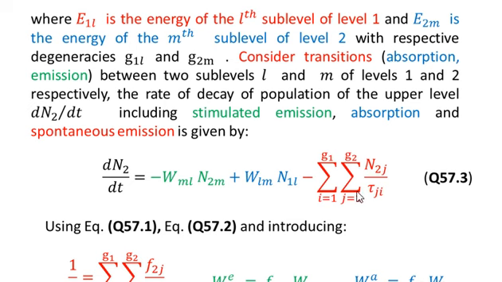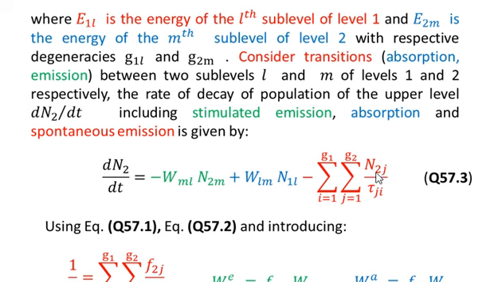And then we have in red two summations: i equal to 1 to g1, j equal to 1 to g2. That is, i stands for all the sublevels in level number 1, and j stands for all the sublevels in level number 2. The total number of sublevels in level number 1 is g1, and in level number 2 is g2. So summing over all the sublevels in level number 1 and level number 2, we then have N2J over tau Ji.